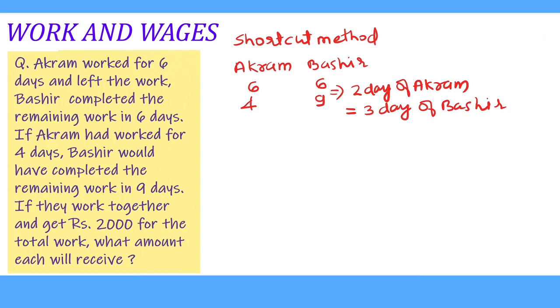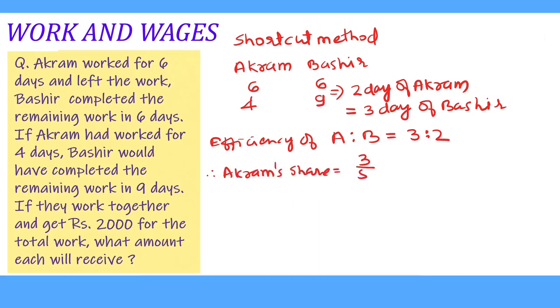So whatever work Akram can do in 2 days, Bashir will do the same work in 3 days. So this is the capability of Akram and Bashir. And the reverse of this is their efficiency. So the efficiency of Akram, which I denoted by A, ratio Bashir, which I denoted by B, equal to 3 ratio 2. Now we have got their ratio of efficiency. We can distribute the amount they receive if they work together. Therefore, Akram's share equal to 3 upon 5. The total parts are 3 plus 2, which is 5.